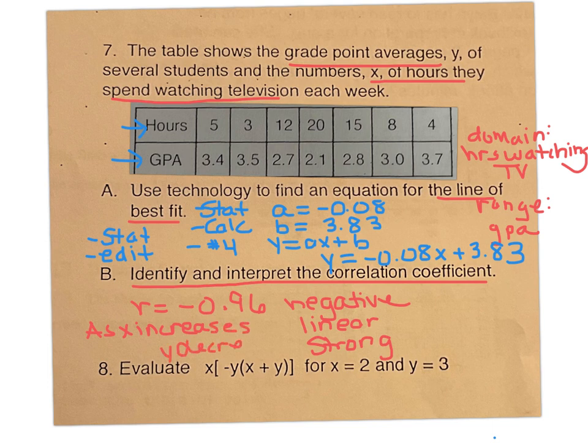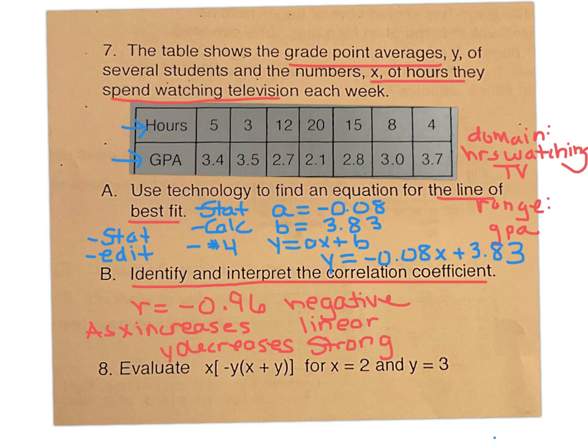So that means that if I go back up to what my domain and range is, the more you watch TV, the less your GPA is. So there's a strong negative relationship between watching TV and your grade point average. The more you watch, the worse you do in school.